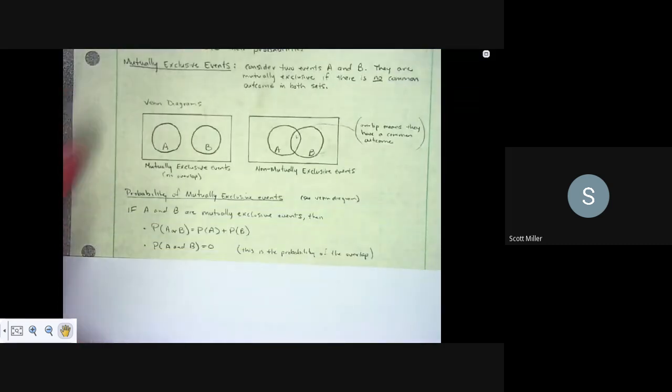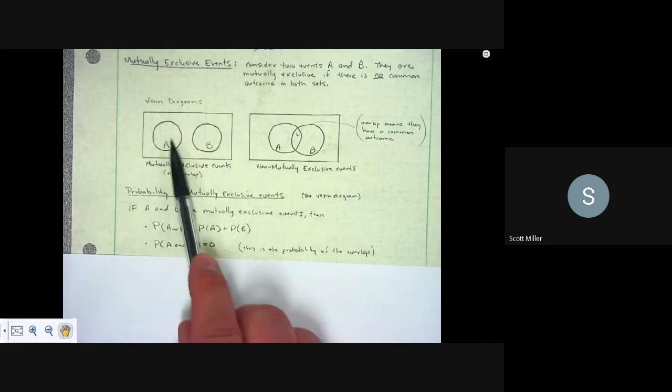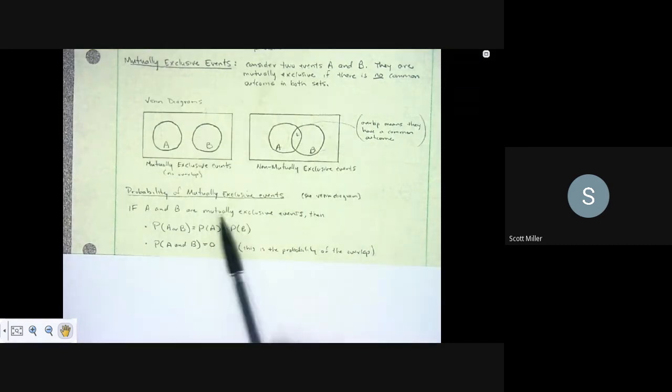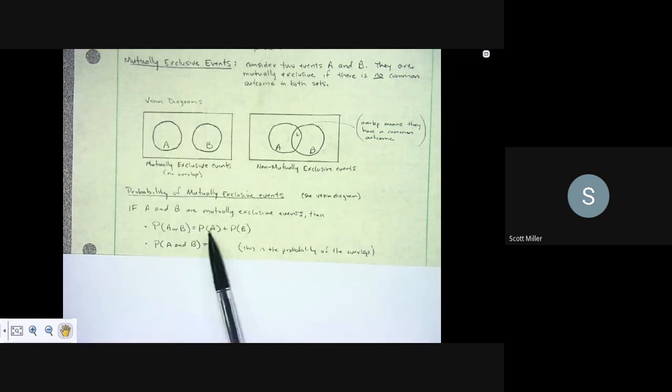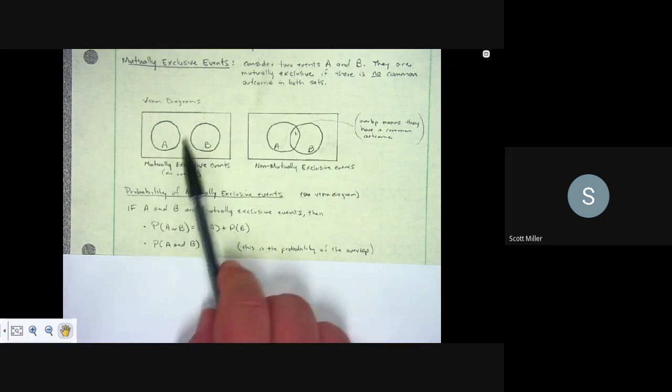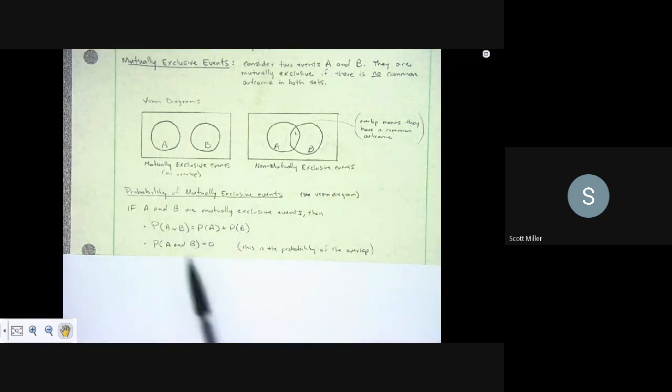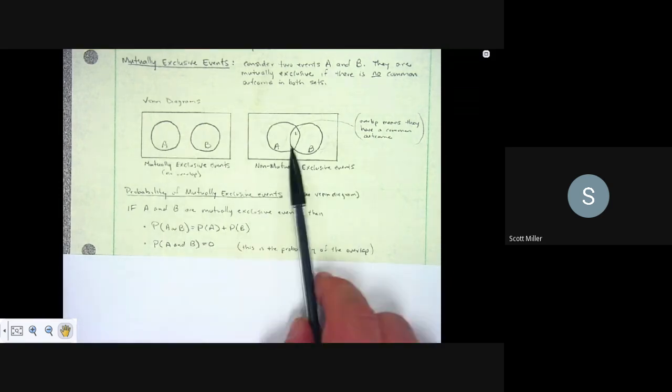So what is the probability? The probability of mutually exclusive events, so if A and B are mutually exclusive events, then the probability of A or B occurring is the probability of A plus the probability of B. And the probability of A and B occurring is 0 because there is nothing in common. So when this one right here, what's the probability of A and B? So that would be this right here. Anybody in this little region right here is in both A and in B. And so then mutually exclusive, that is a 0.